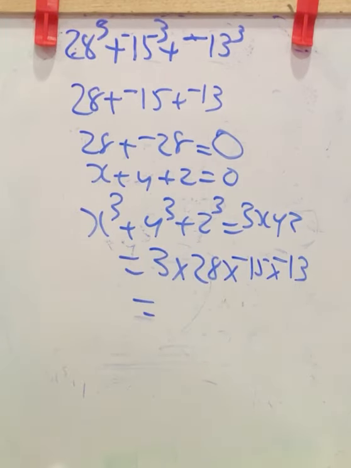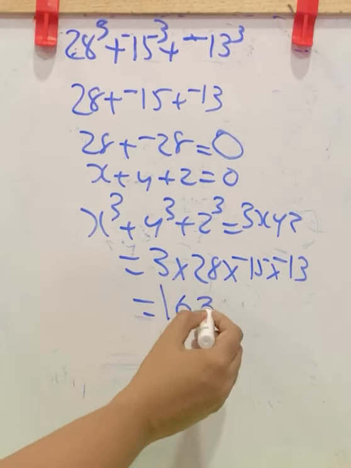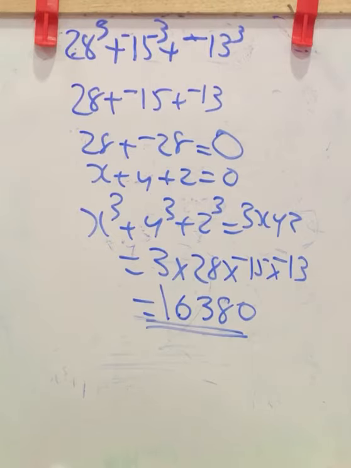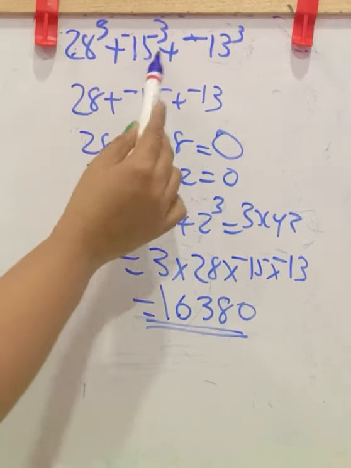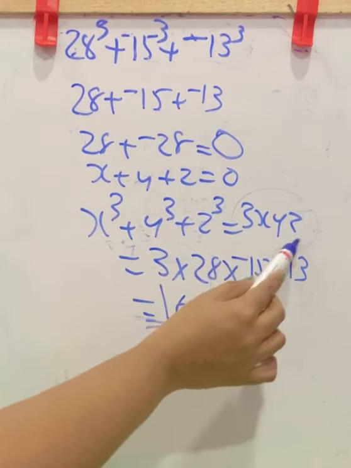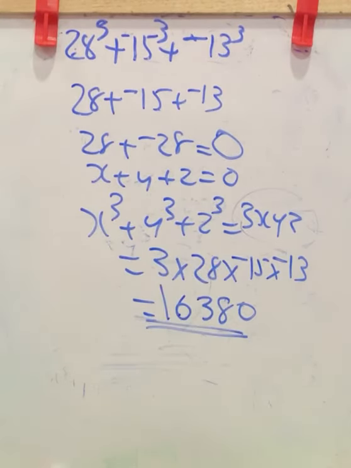Now 3 into 28 into 15 into 13, you will get the result as 16,380, positive. We get this only because the sum of these terms, that is x plus y plus z, is 0. Then we can apply this equation, 3xyz.